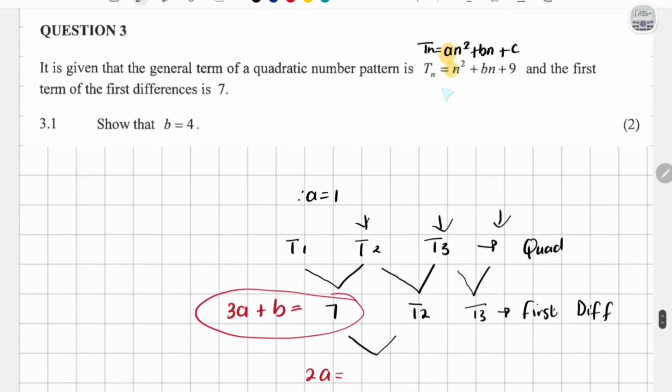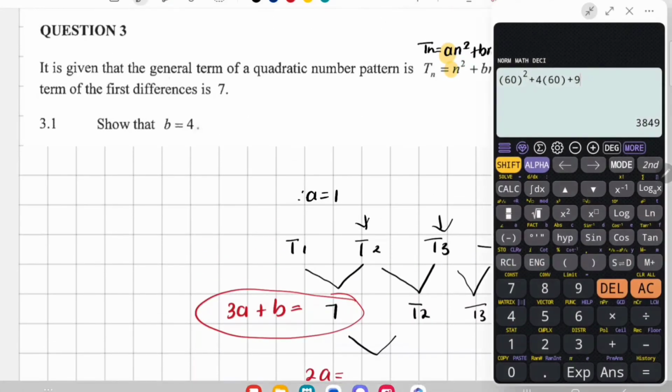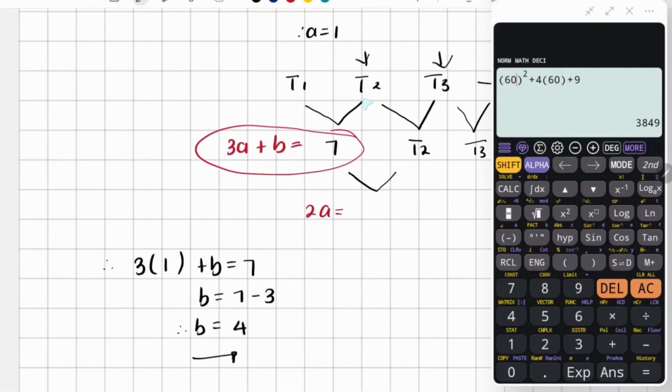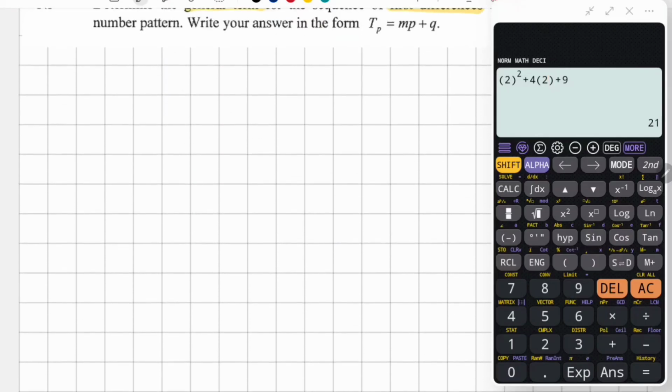We're just going to use this formula. If we substitute 2 in place of n, because we just want to find term 2, let's see what we get. We get 21. So I'm just going to find those ones first. I have the 21 as term 2 of that quadratic pattern. Then to find term 3, I substitute 3, and I have 30 as term 3.